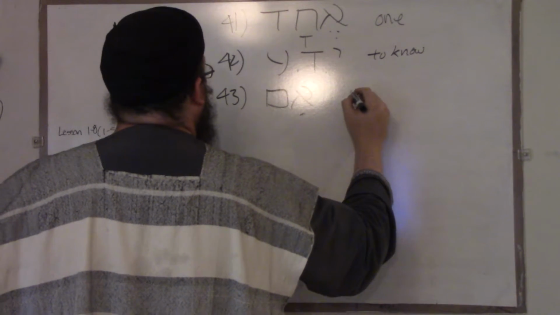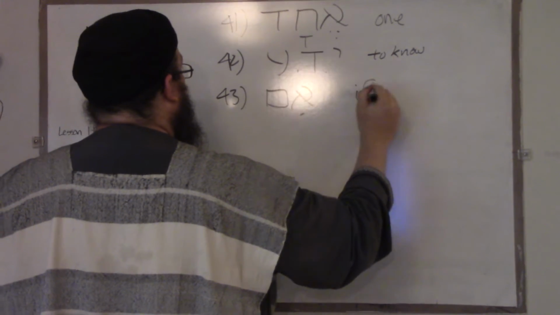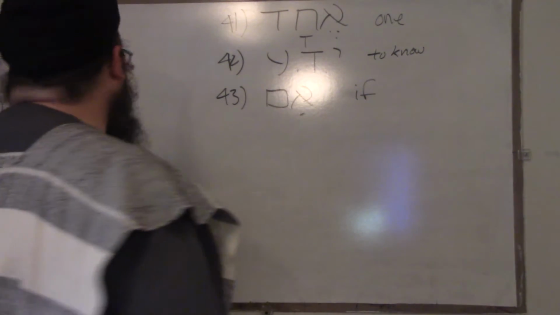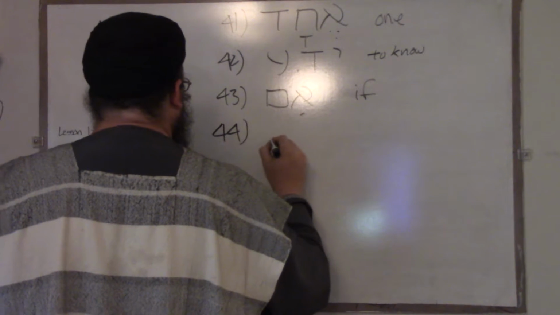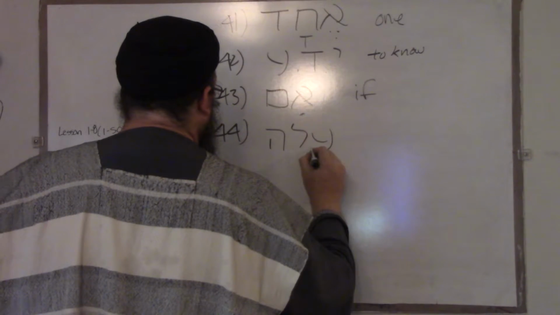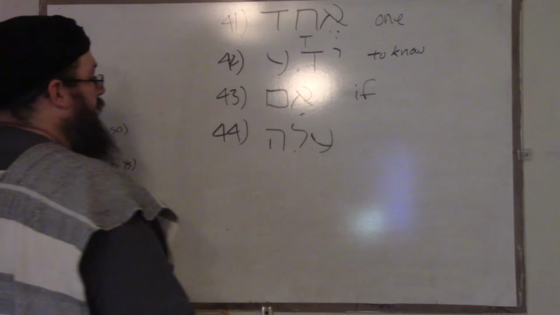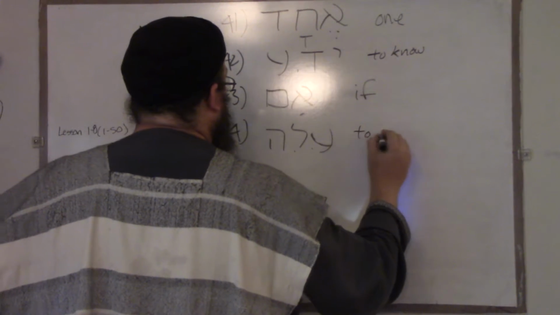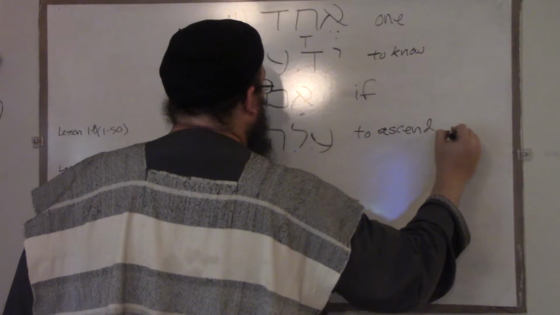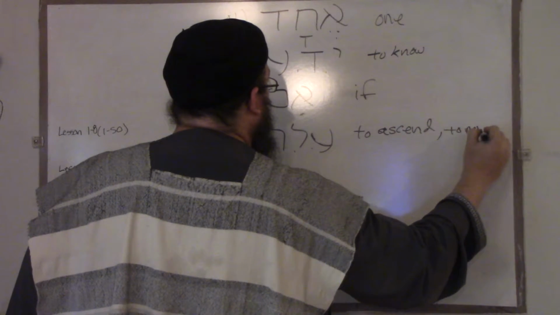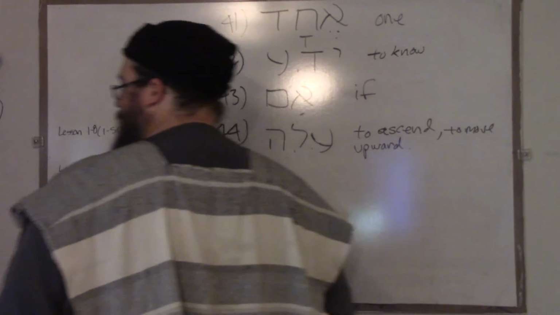Now im, now we have im with the aleph, and this one means if. Im with an aleph means if. Next one we have is ayin lamed hey, which means to ascend or to move upward. Okay?